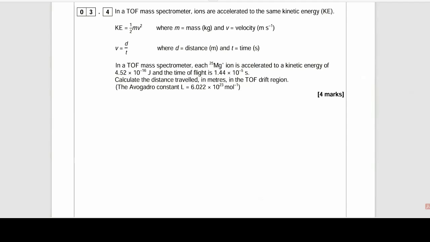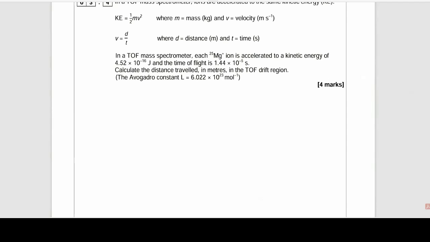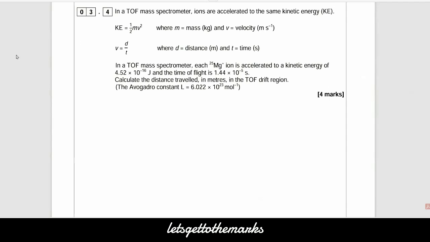Okay, let's go. 3.4. This is a time of flight mass spectrometer. Ions are accelerated to the same kinetic energy. We have the equation K equals half mv squared, where mass is in kilograms, velocity is in meters a second to the minus 1. V equals d over t, where d is distance in meters and time is t in seconds. Now in this question, it says a TOF mass spectrometer.